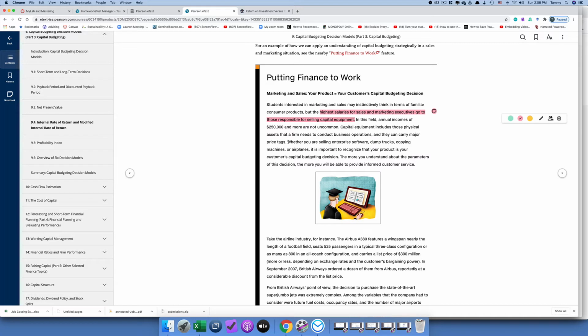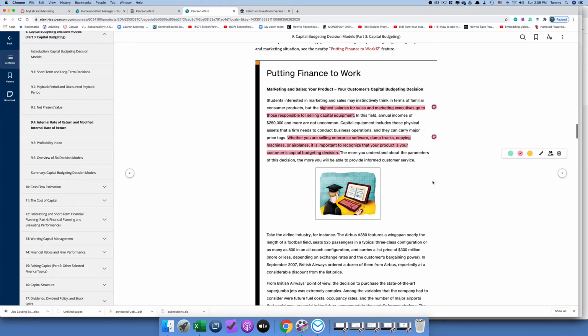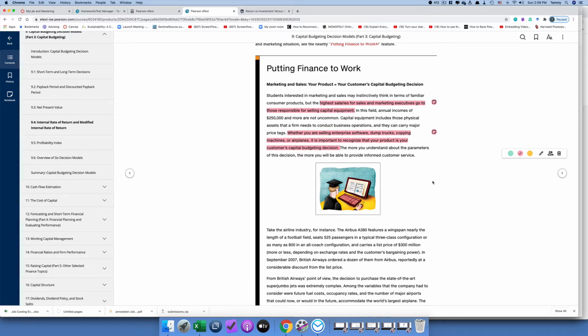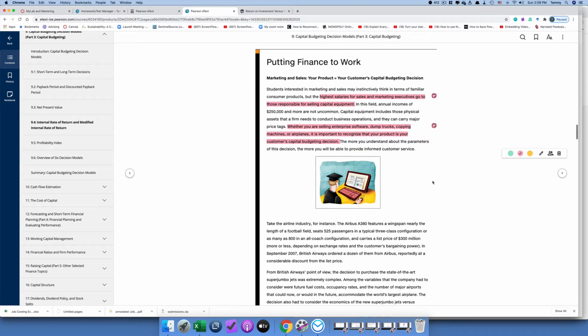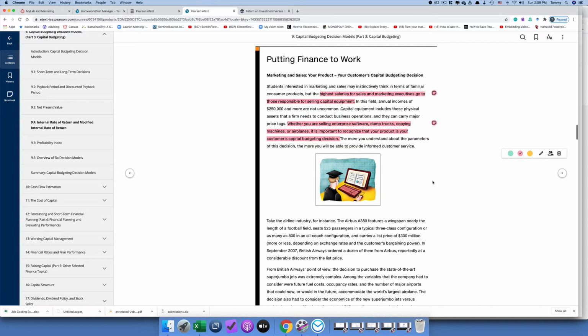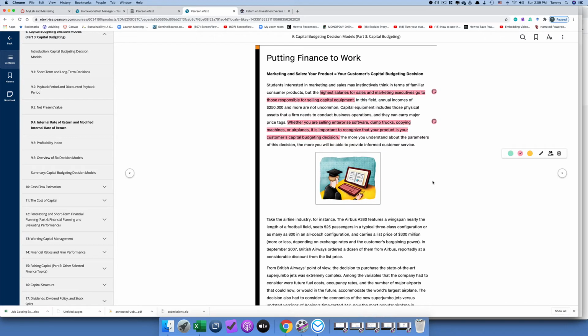If you're selling, and they give some examples, enterprise software, dump trucks, copy machines, airplanes, it's important to recognize that your product is your customer's capital budgeting decisions. And so, even if you have no intention of going into finance, if you want to make some serious money in marketing, understanding how to speak to people about capital budgeting decisions will serve you well. Okay?